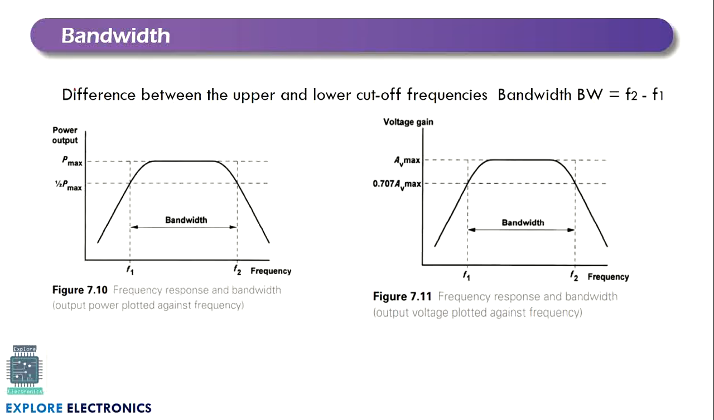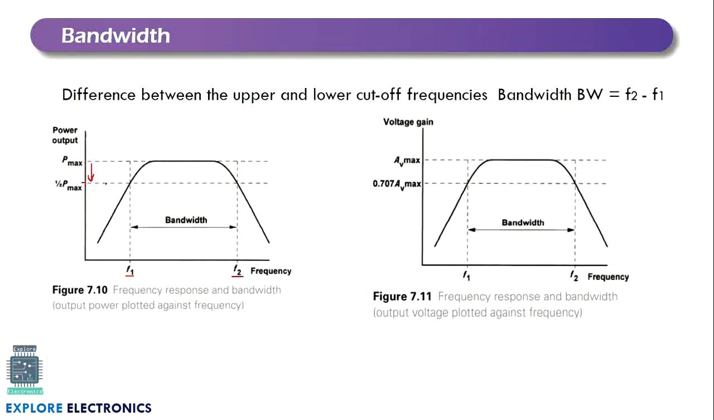Bandwidth is the difference between the upper as well as the lower cutoff frequencies. If this is the frequency response and in the y-axis we are writing the gain with respect to power, this is the maximum power we are going to get from the amplifier. And the lowest frequency the amplifier can amplify is F1, and the highest frequency or the maximum frequency it can amplify is F2. If you get the frequency response like this, by reducing the 3 dB gain over here, this will be the line we are going to get.